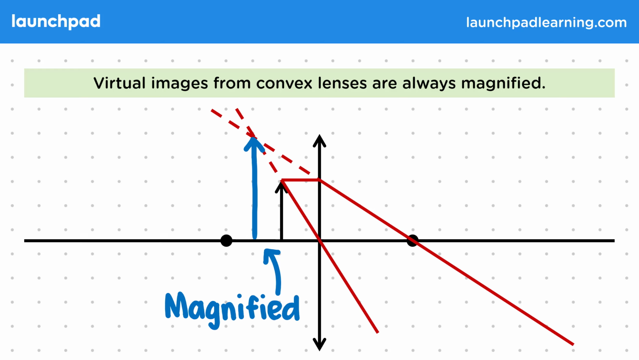You'll most often see lenses used in this way with magnifying glasses, where we create large images of objects by looking at them closely through the lens.